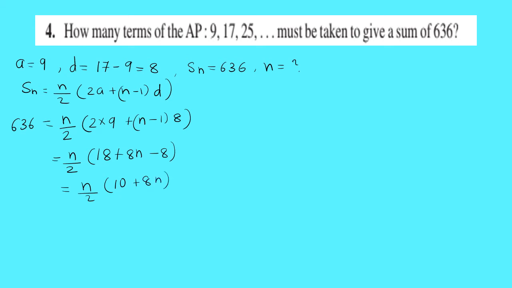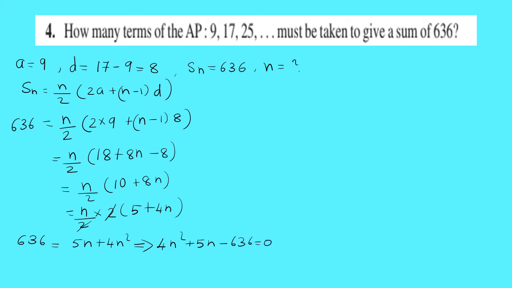You can take 2 as a common factor from the bracket. So you are getting n upon 2 multiply by 2 multiply by 5 plus 4n. 2 and 2 getting cancelled. So you are getting 636 equal to 5n plus 4n square. This you can write it as a quadratic polynomial, that is 4n square plus 5n minus 636 equal to 0.